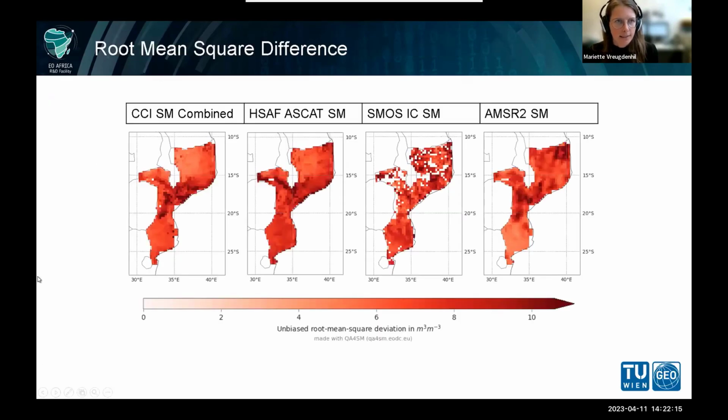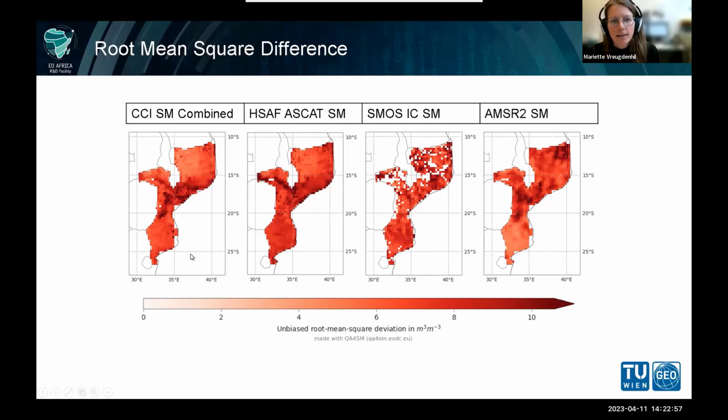So if we look at this, this is an example for Mozambique. Here we're looking at the root mean squared difference, so the absolute deviation between two data sets. What we're looking at here is that we compared 4 different satellite soil moisture data sets. So the CCI data set, which was this very long-term record, then the HSAF data set, the one that's available in near real time, the SMOS soil moisture data set, the one from ESA that was launched in 2010, and also AMSR2, which is another satellite. And they're all compared to GeoDust NOAA, which is a model which provides soil moisture data as well.